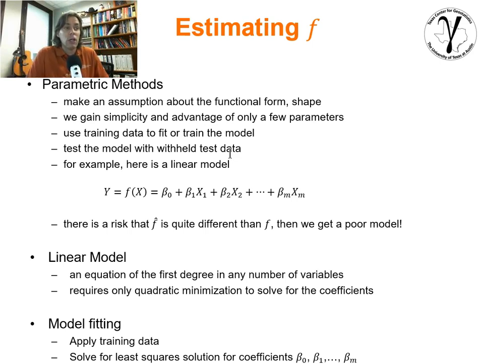So this approach, parametric approach, by making that assumption up front, we limit the way our model can behave. But then it's much easier to infer the model because it has much fewer parameters. It has kind of a much simplified form to work with. Now there's always a risk that our estimate, our parametric estimate of the function, is quite different than the real one we should be working with. Then we get a very poor model. We get a poor result because we just are unable to fit the data.